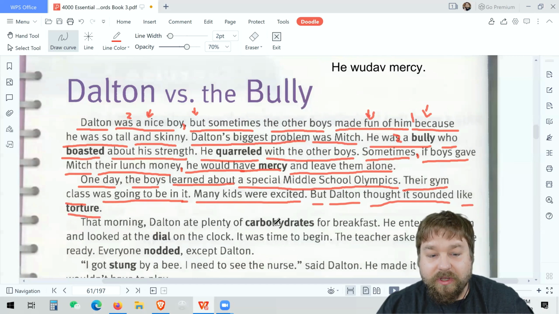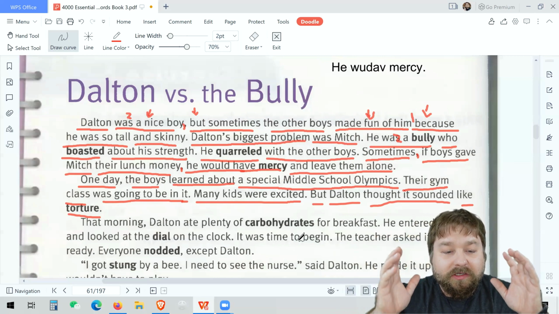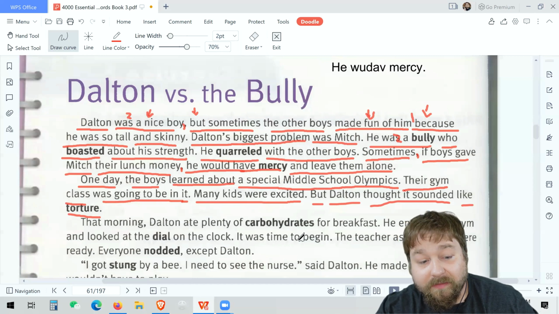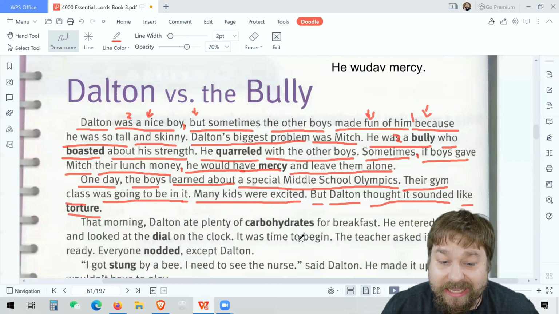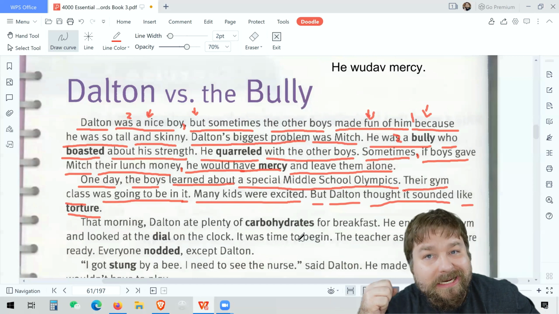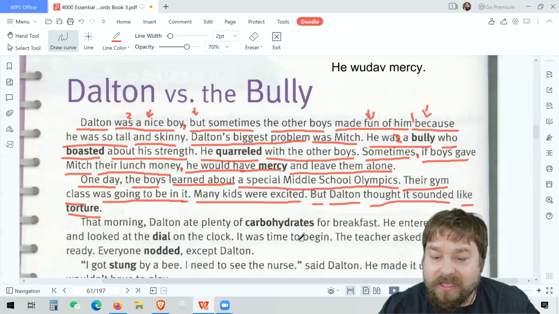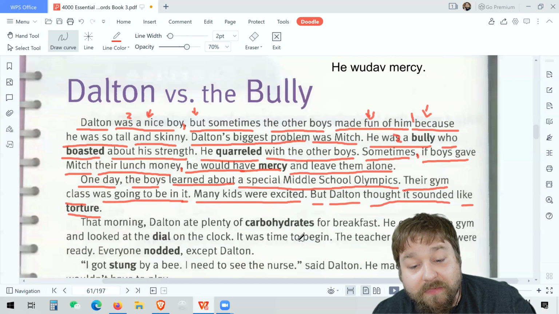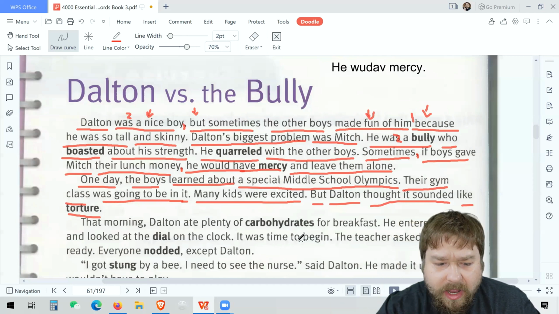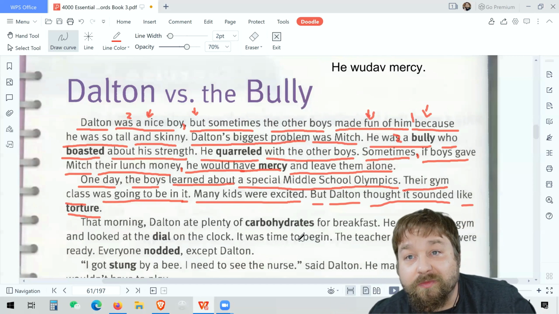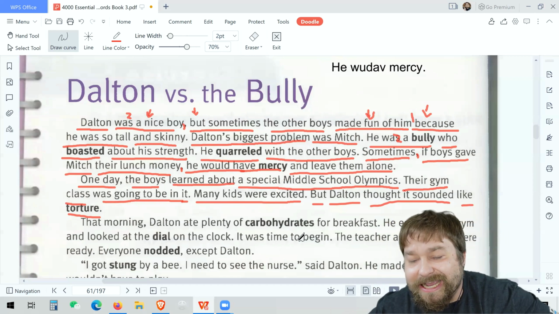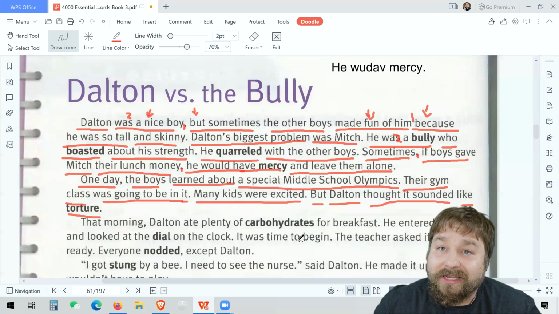Timing's important. Let's read this all right here. Dalton was a nice boy, but sometimes the other boys made fun of him because he was so tall and skinny. Dalton's biggest problem was Mitch. He was a bully who boasted about his strength. He quarreled with the other boys. Sometimes, if boys gave Mitch their lunch money, he would have mercy and leave them alone. One day, the boys learned about a special middle school Olympics their gym class was going to be in. Many kids were excited, but Dalton thought it sounded like torture.